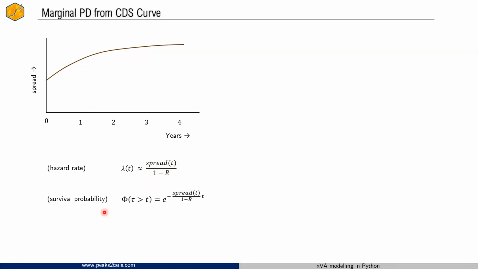Then we have survival probability. Remember, survival probability is e to the power minus lambda times t. So survival probability would be e to the power minus, just replace lambda, spread divided by 1 minus R times t. If you have the survival probability as a function of time, you can calculate marginal probability of default between any two time intervals very easily. This is the difference of survival probabilities: survival probability at Ti minus survival probability at Ti plus 1. So this is how you will calculate the marginal PD, and you'll plug it in that equation everywhere.